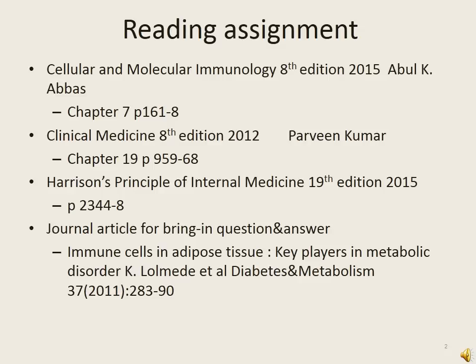The first is the advanced immunology textbook, chapter 7, just a few pages concerning the cytokine. The next is the Kumar clinical medicine, chapter 19, only a few pages. And the third is Harrison, also just 3 or 4 pages.